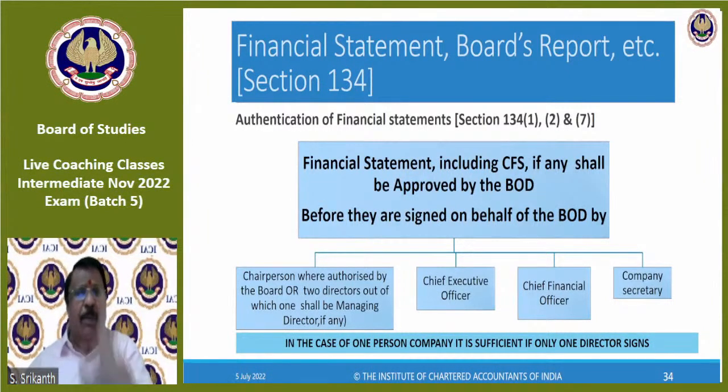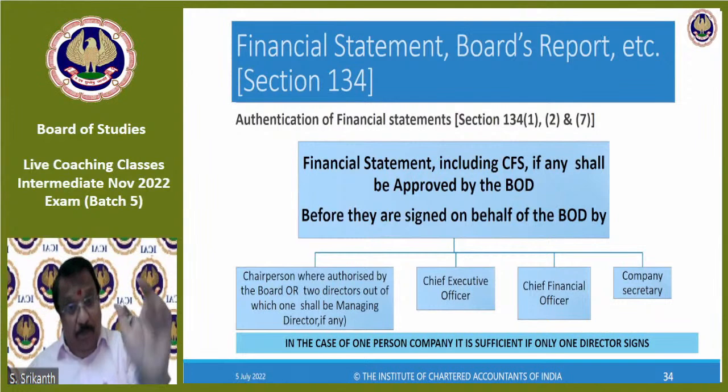And only one person, the partner of the audit firm or the proprietor, will sign. He will give the firm registration number and his membership number, and the UDIN will be generated and signed. That's all. One signature. Pehle board, baad mein auditor. Not the other way around.